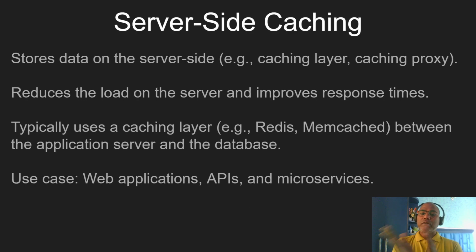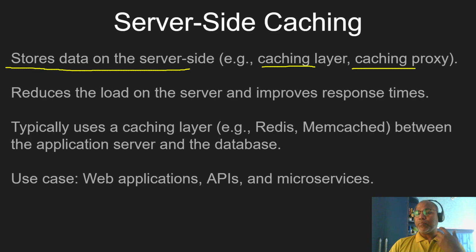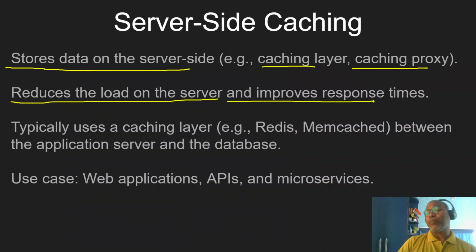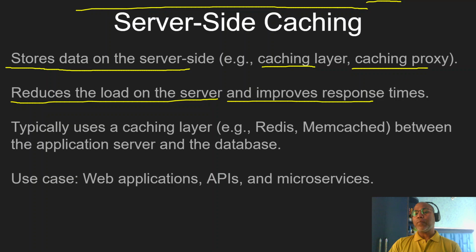So let's talk about server-side caching. Server-side caching means our server stores data on the server side itself, maybe in a different caching layer, caching proxy, or caching server. This will reduce the load on the server and improve response times. Whenever any request comes, our application server stores data locally. It does not go to the main data source, and responds quickly from here.